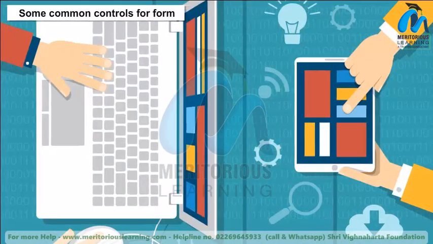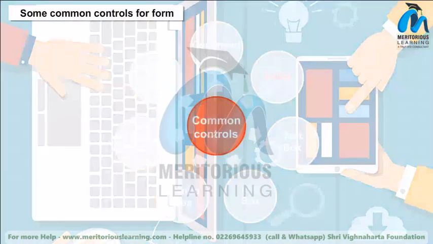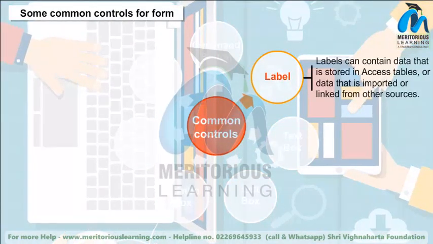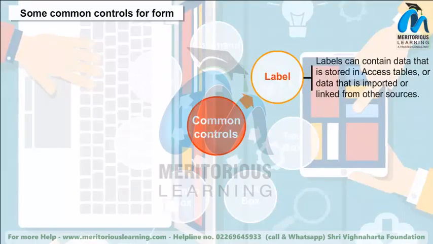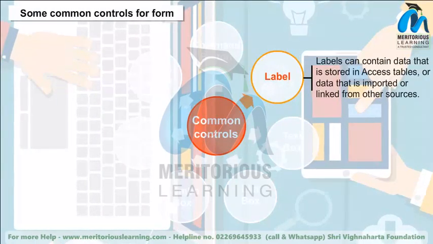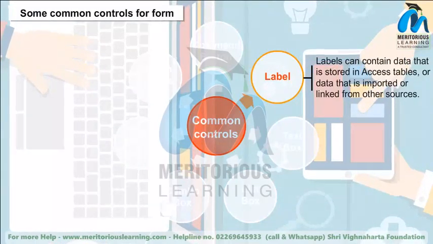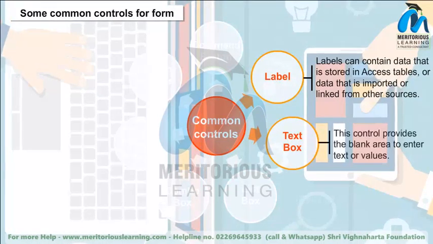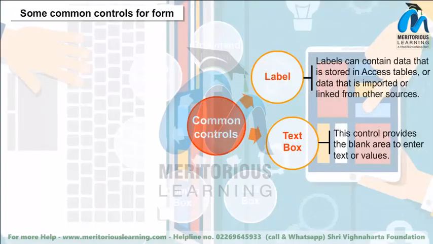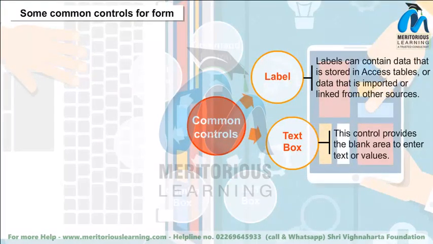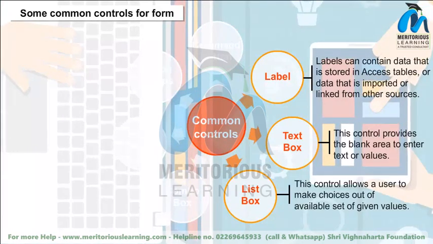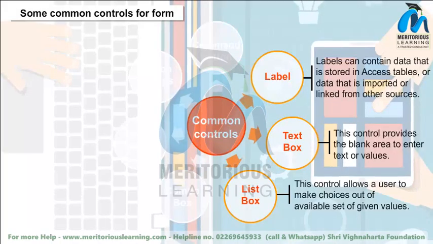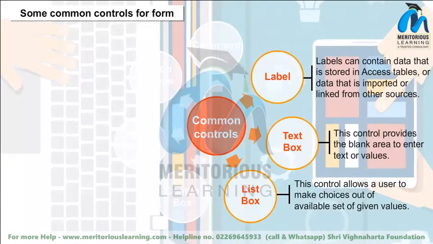Some common controls for a form. Label. Labels can contain data that is stored in Access tables or data that is imported or linked from other sources. Text box. This control provides a blank area to enter text or values. List box. This control allows a user to make choices out of an available set of given values.